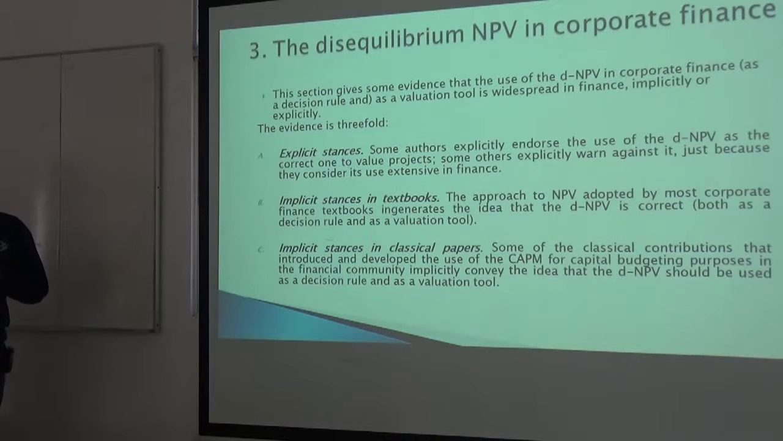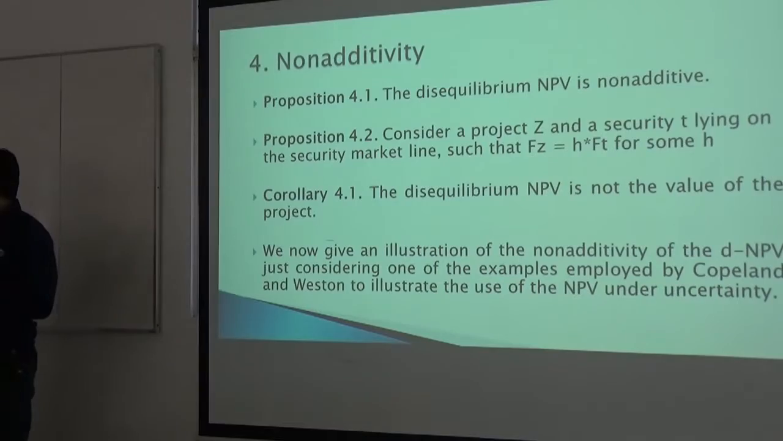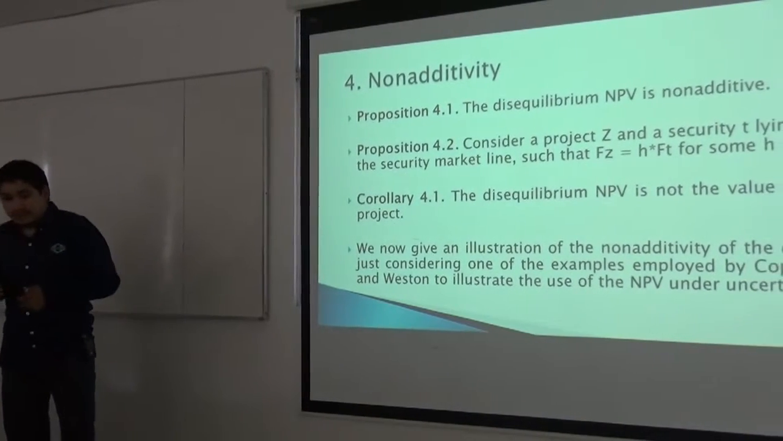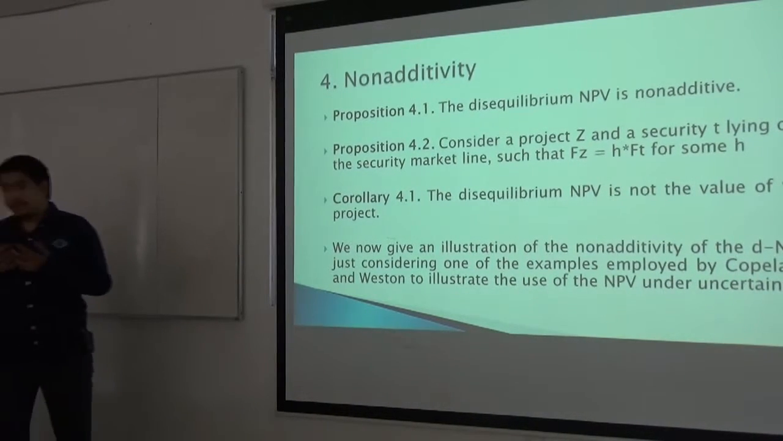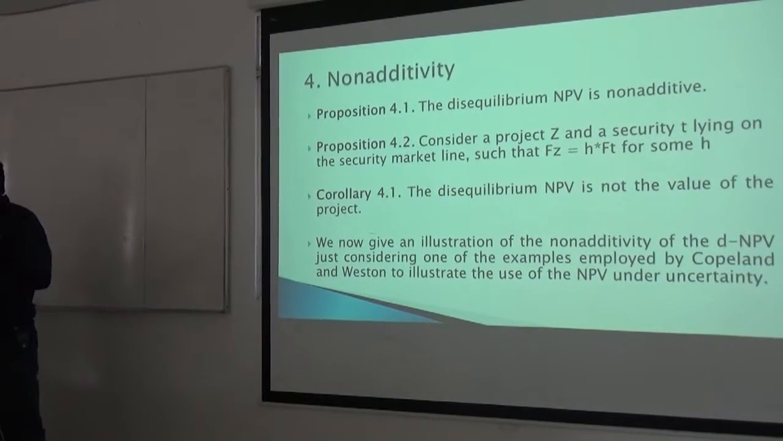There are three pieces of evidence where the NPV is used as an evaluation tool and decision rule: in explicit stance, implicit stance in textbooks, and implicit stance in classic papers. The DNPV is not additive. For proposition 1, third, consider a project set and a security T lying on the security market line such that the flow set equals H times flow T for some H. Corollary 1, the DNPV is not the value of the project.